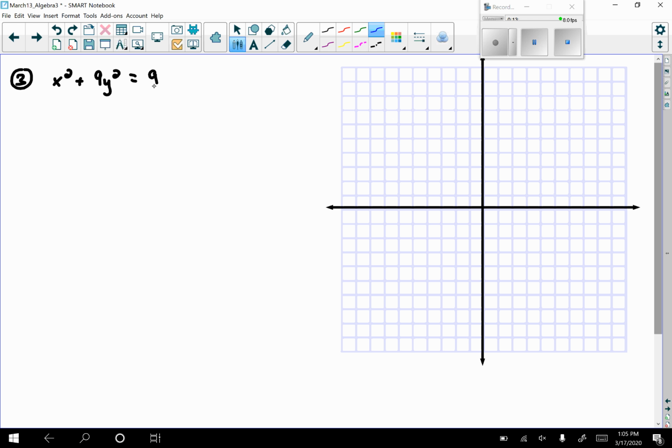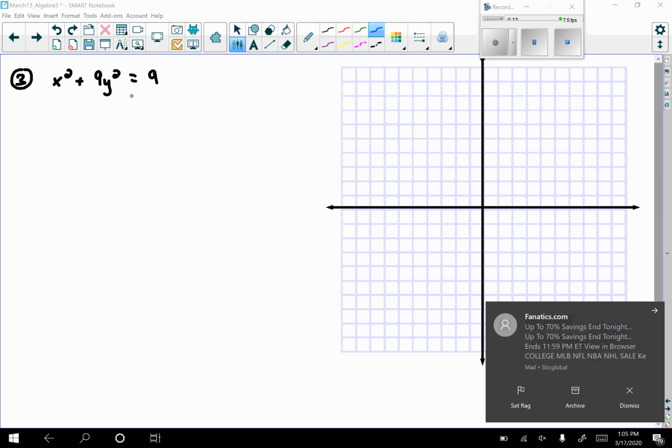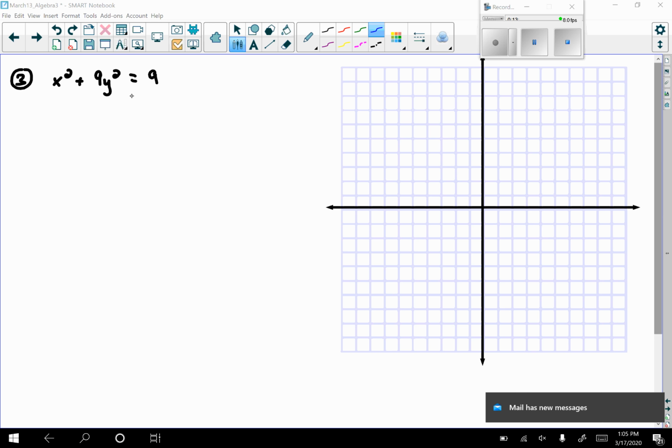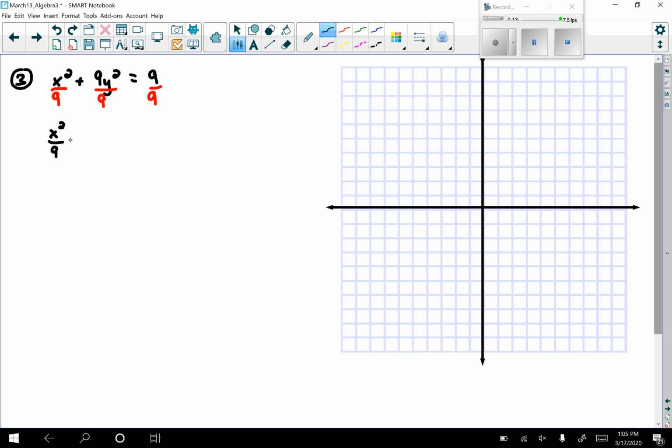All I want to do now is just turn this 9 over here at the end into a 1. So I'm going to end up dividing by 9. Everything up here gets divided by 9. So this will now give me x squared over 9 plus y squared, let's keep it as a fraction, over 1 equals 1. So now this is in that HK form. My center, like example 1, is 0, 0.